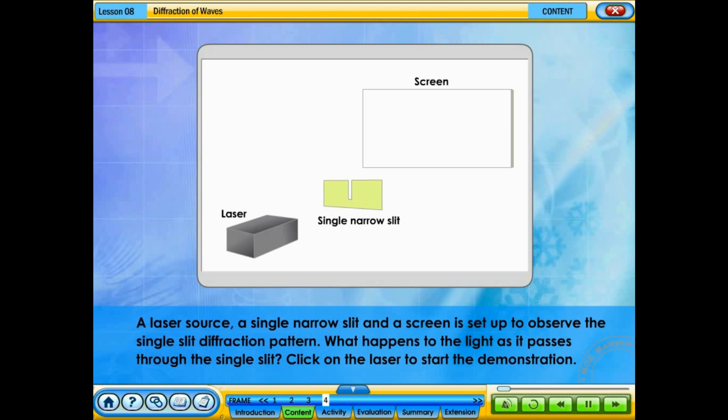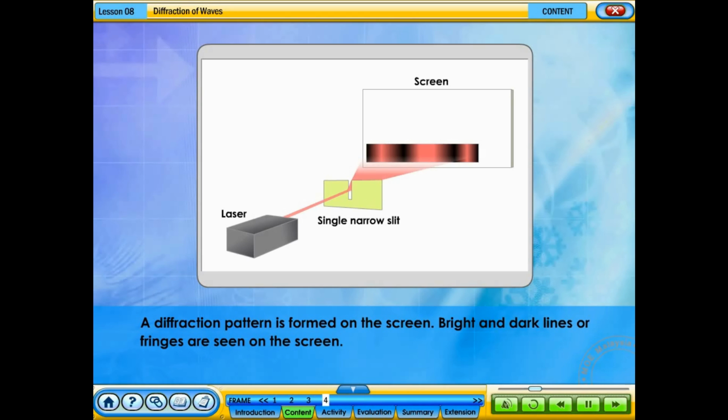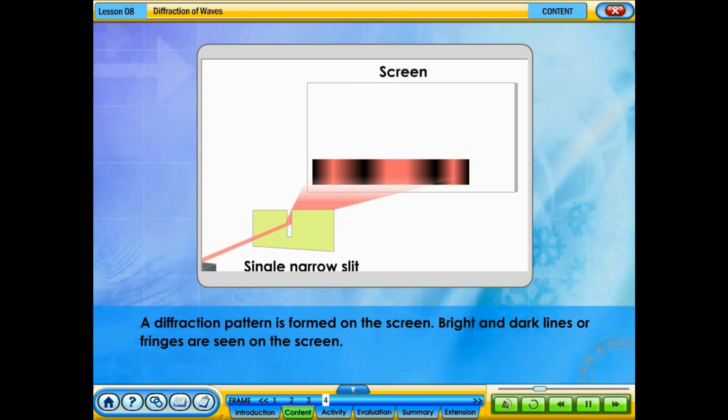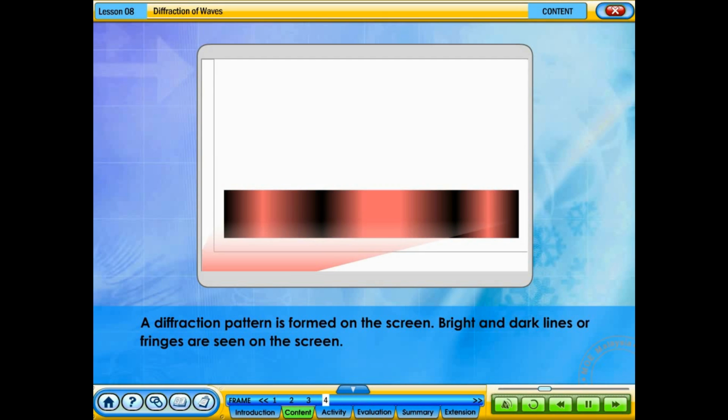A laser source, a single narrow slit, and a screen are set up to observe the single slit diffraction pattern. What happens to the light as it passes through the single slit? Click on the laser to start the demonstration. A diffraction pattern is formed on the screen. Bright and dark lines or fringes are seen on the screen.